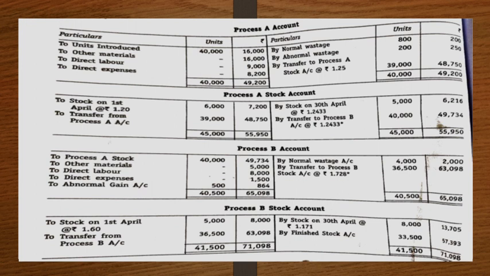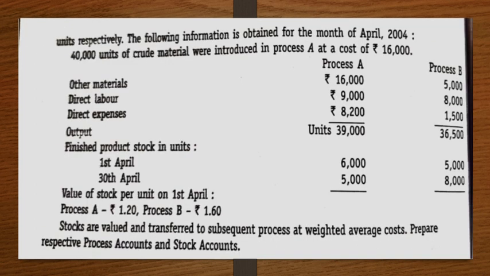So what is the opening balance of the stock? For process A, on 1st April, it is 6,000. Then the closing stock for process A on 30th April is 5,000. So we will finish process A first. Opening stock is 6,000. That will be taken in your problem for the process A stock account.